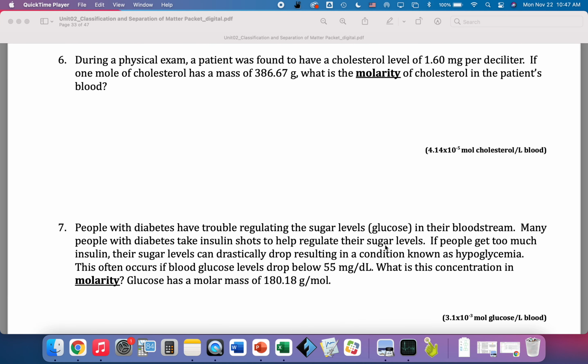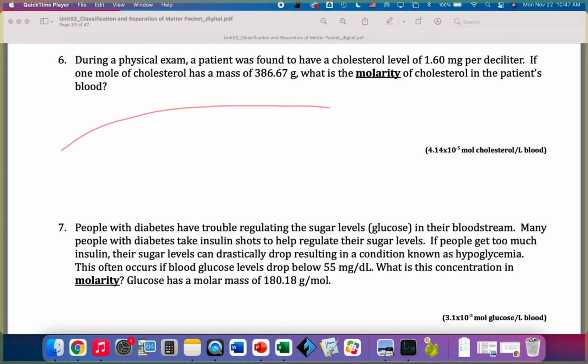In problem 6, we're taking a look at the amount of cholesterol in your blood. High cholesterol is generally not a good thing for health, and we want to know what the molarity of that is. So at the end of this problem, we want to know how many moles of cholesterol we have per liter of solution, which in this case would be the blood.